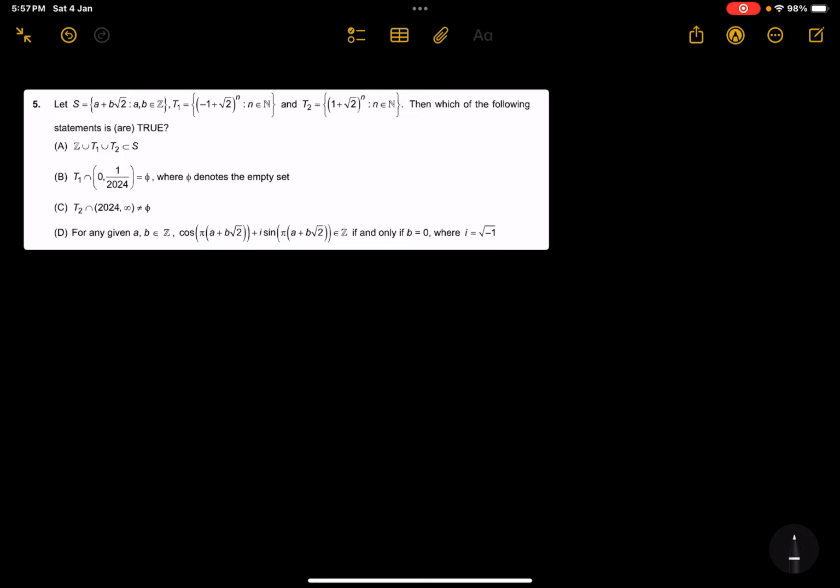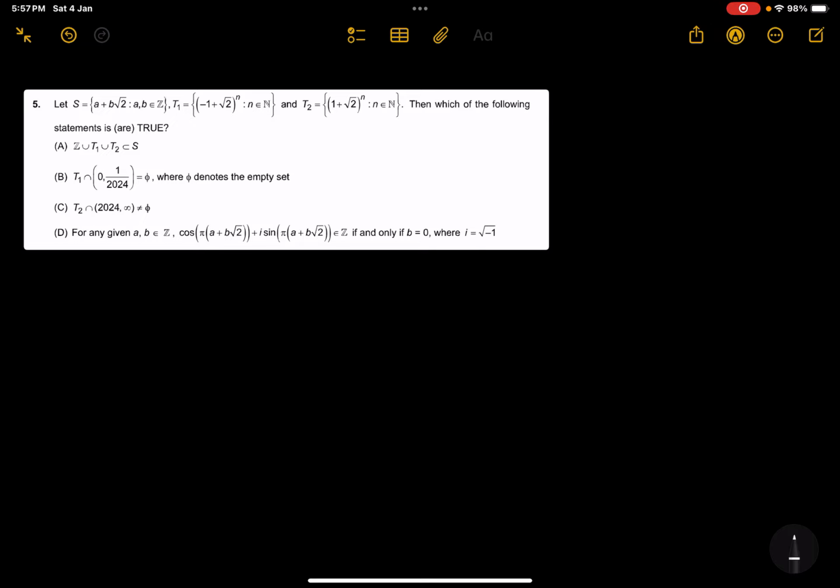So moving on to the first question of section 2. This is a multiple correct question. It can have more than one correct answer. Looking at it, it looks quite daunting, but it's straightforward and it's not really from any specific portion. For instance, option D is related to basic complex numbers, but the others are not essentially. So let's analyze every option.